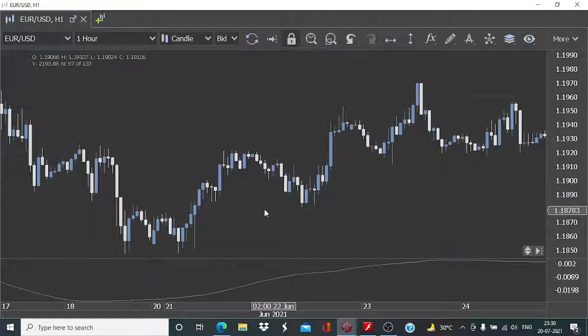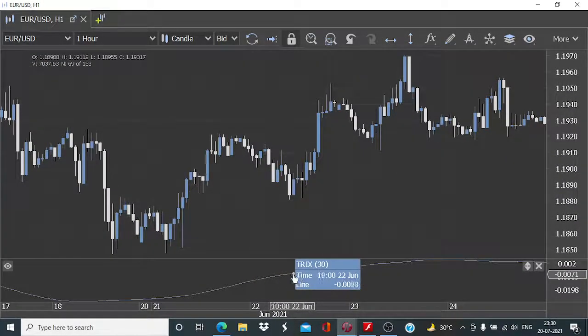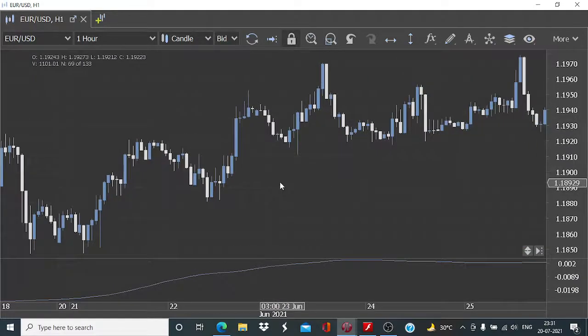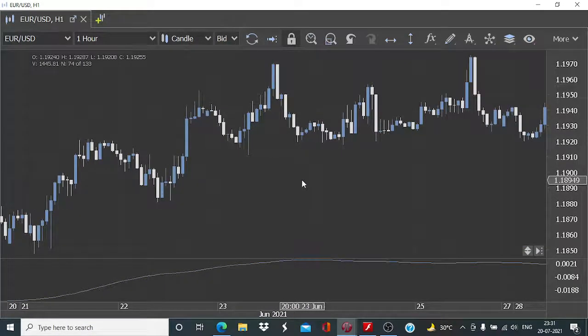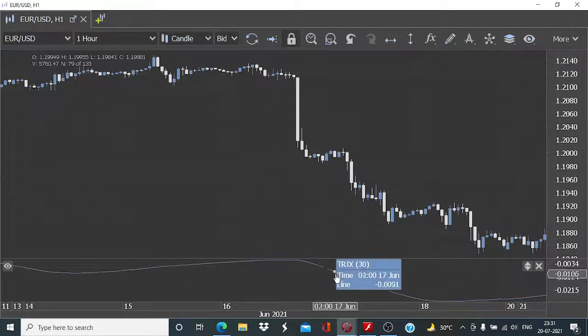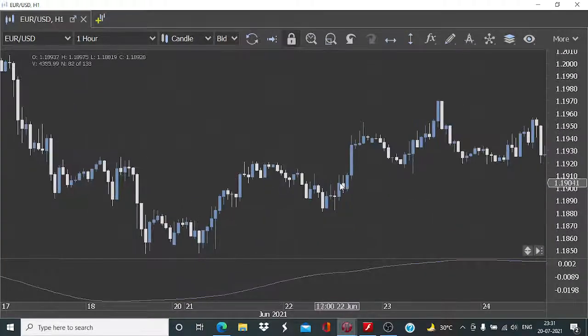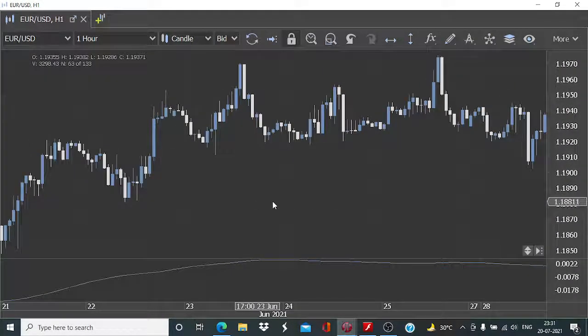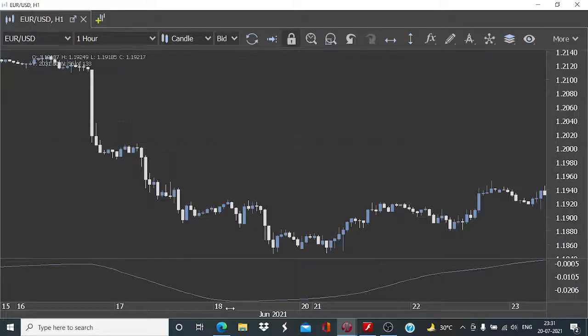We can even use this setup in a way where we consider this line crossing above zero as a moment where a trade can be initiated for buying. And when the TRIX indicator crosses below zero, that can be the opportune time to go short. But in today's algorithm, we are not relying on that logic. We are going to use the overbought and oversold scenario.